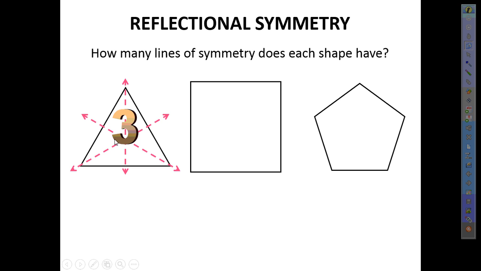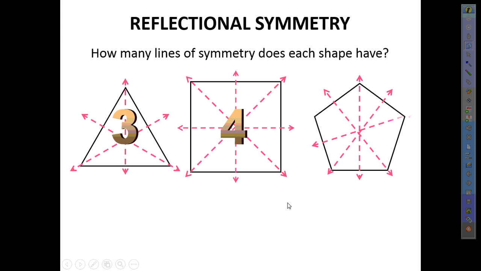So let's see. There were 3 for the triangle. We got 1, 2, 3, 4 for the square. Let's see. Ways that we could fold. If I touch this corner to that corner and fold it right along that line, that should line up. Oh, there's lots of lines for this one. Lines of symmetry. There were 5 for that one. Do you notice a pattern?